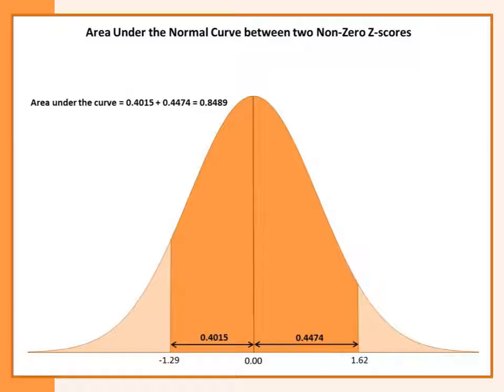Placing both z-score values on the curve, we see that minus 1.29 falls below the mean of 0, and the area between 0 and minus 1.29 is 0.4015 proportion. The proportion of the curve that falls between 0 and 1.62 is 0.4474. Adding those two values together to get the total area under the curve between minus 1.29 and 1.62, we see that the total area under the curve between these two z-score values is 0.8489.